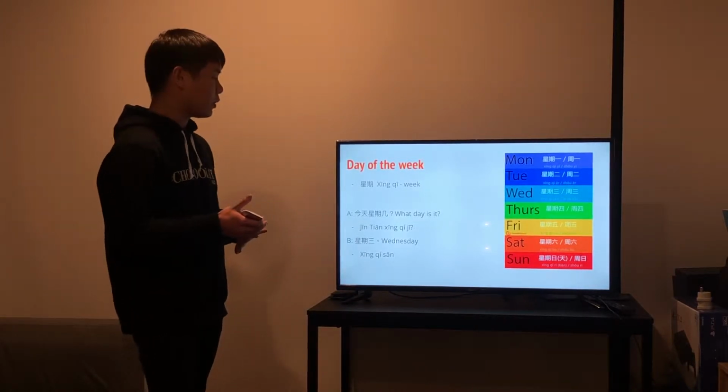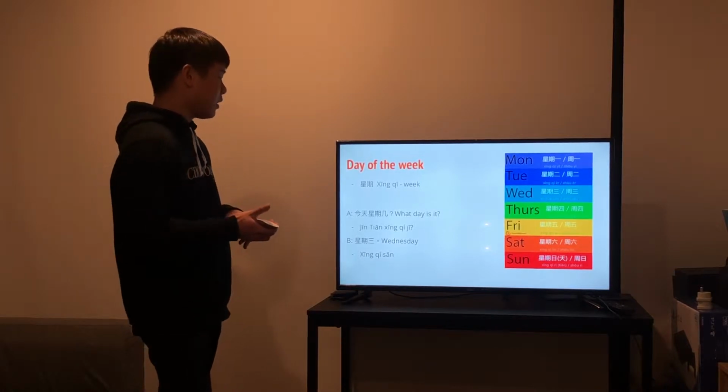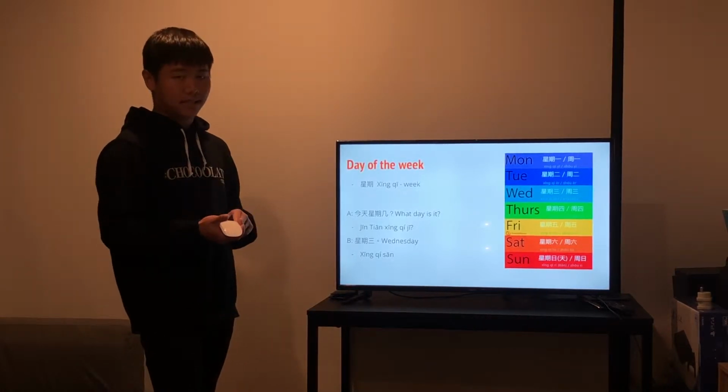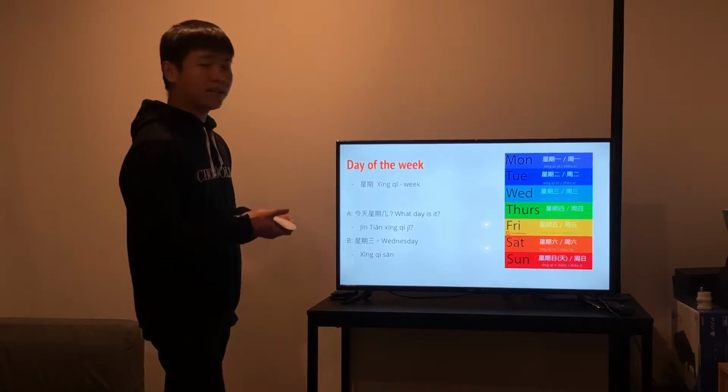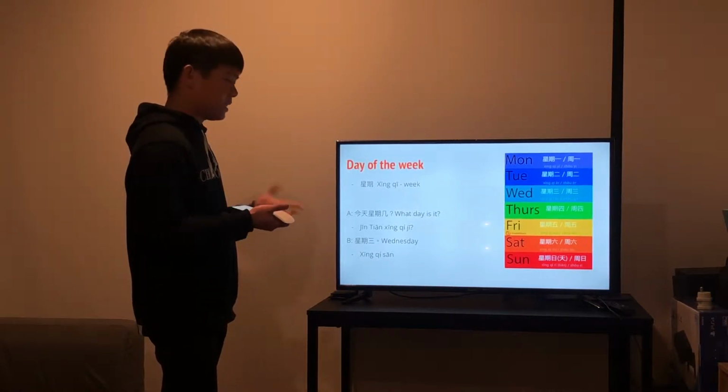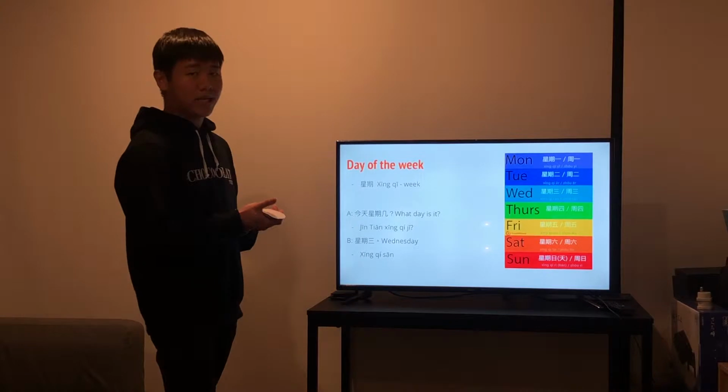So for example, if you want to know what day it is today, you will say 今天星期几. And to answer it, you would just say 星期三, which in this case is Wednesday.